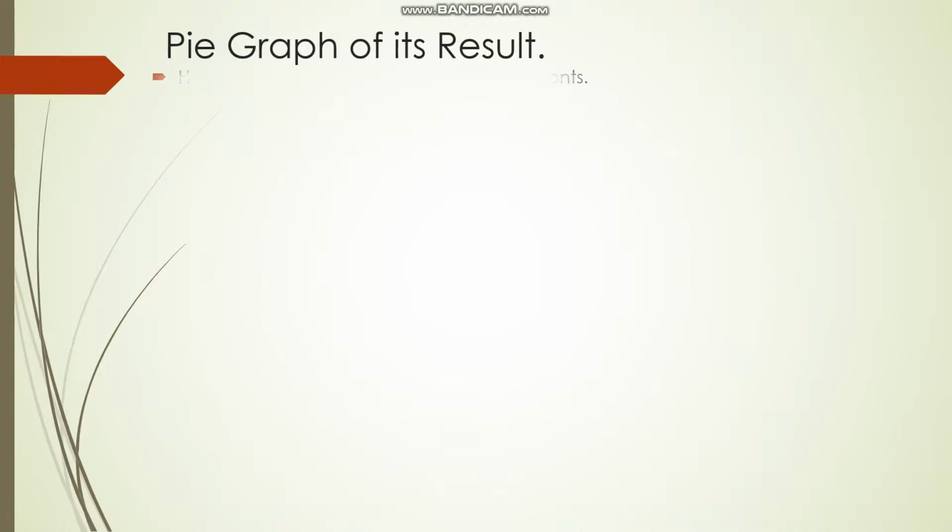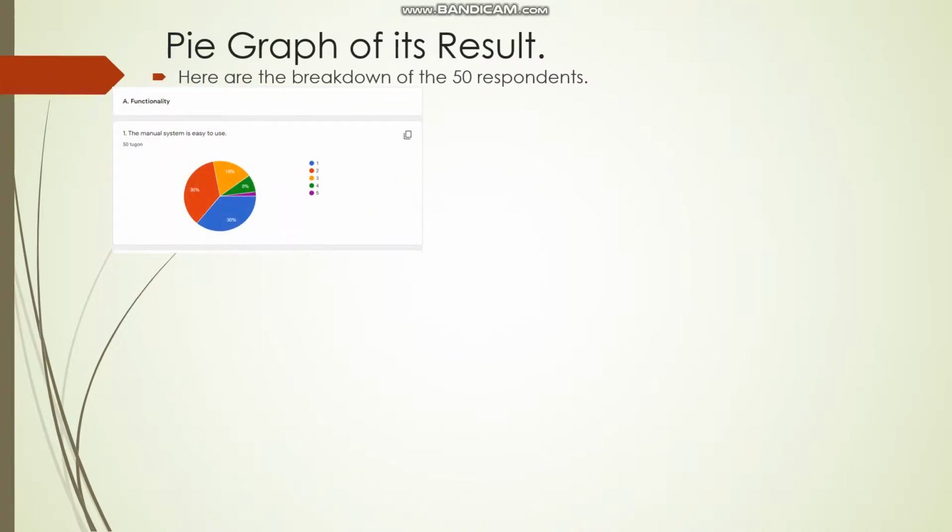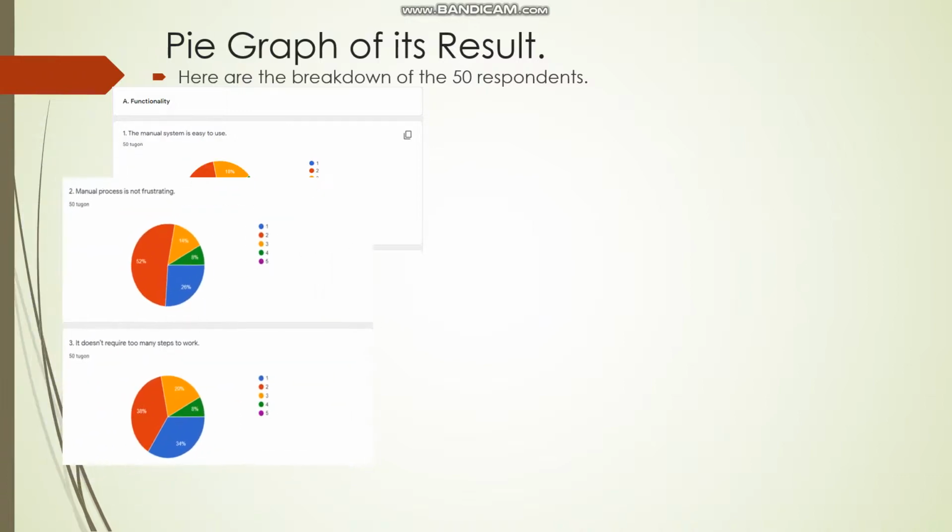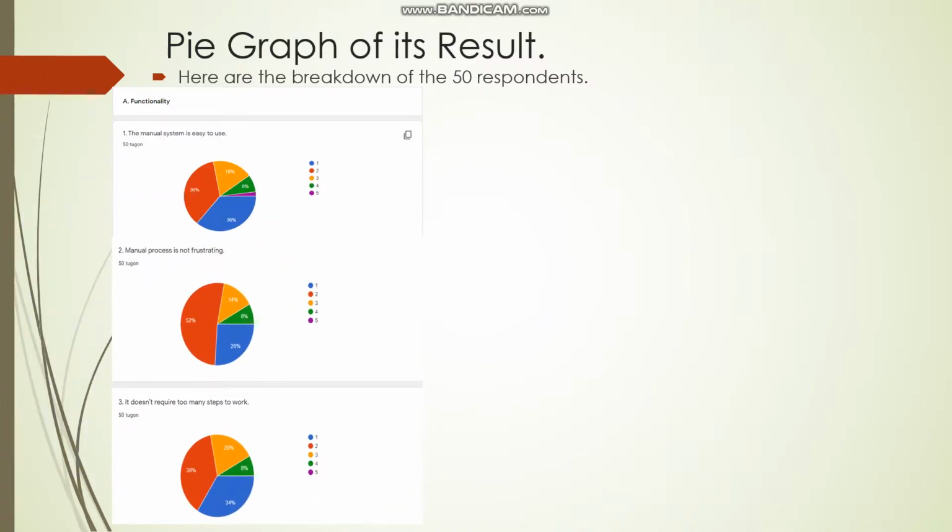These are the bar graph results, the breakdown of the 50 respondents. So the first is functionality. Some of them answered number 2 or disagree, and some of them answered strongly disagree.